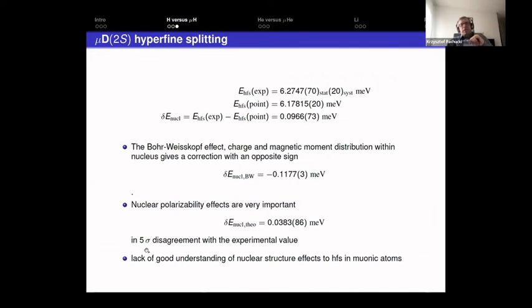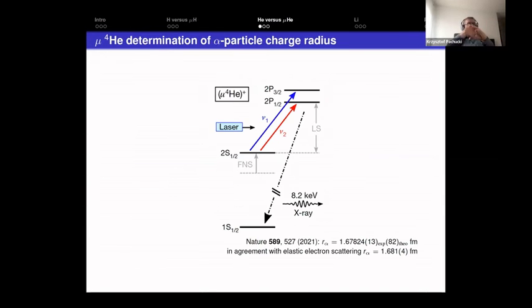It's a 5 sigma disagreement. This is something to which I would like to point the attention of nuclear physicists: to try to calculate the nuclear contribution to the hyperfine splitting in deuterium. Deuterium is such a simple nucleus. Why not calculate it and check if we have a good understanding of the nuclear structure contribution to the hyperfine splitting? This is not the only experiment where we obtained this disagreement. I will mention the next one.